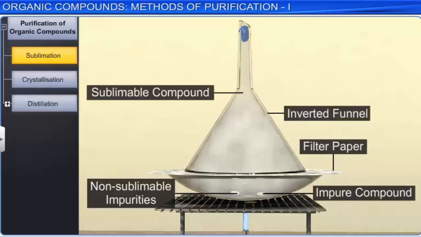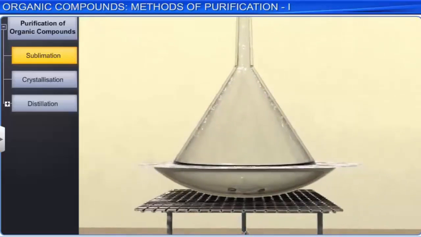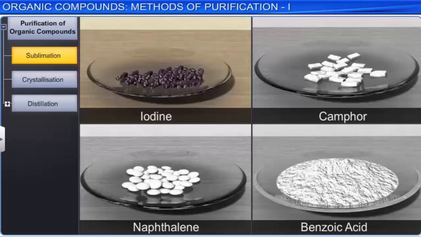The stem of the funnel is plugged with a little cotton. Vapors of the solid, which sublime, pass through the holes in the filter paper and condense on the cooler walls of the funnel. The non-volatile impurities are left behind in the dish. Iodine, camphor, naphthalene and benzoic acid are purified by this method.